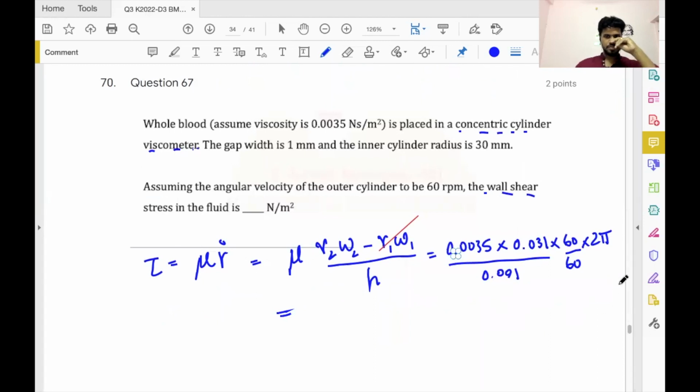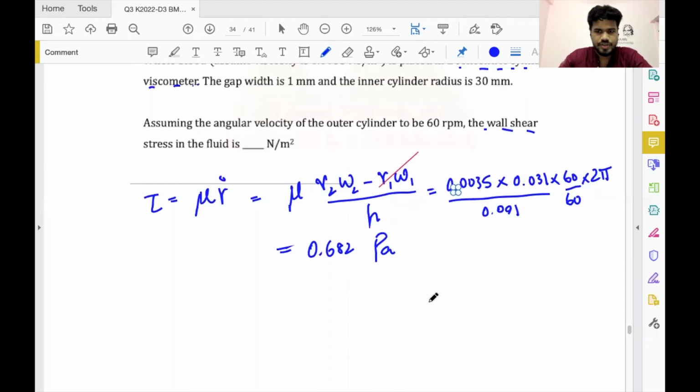Okay, quickly, if you calculate this, what do you get? This should be in Newton per meter square. Zero point six eight two pascals. Fine.